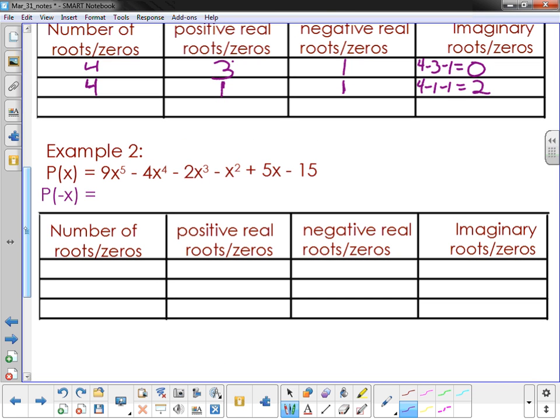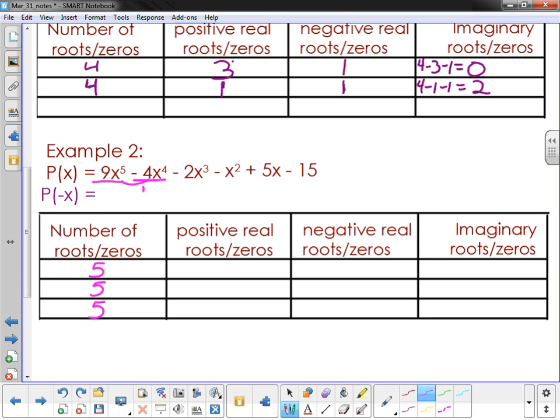So my example is 9x to the 5th minus 4x to the 4th minus 2x cubed minus x squared plus 5x minus 15. So again, I'm going to look. First thing I notice is the highest degree is a 5. So since my highest degree is a 5, I know all of my roots have to be at most 5. Well, now let's look at sign changes. I got a positive 9x to the 5th, and I got a negative 4x to the 4th. So that's one sign change.